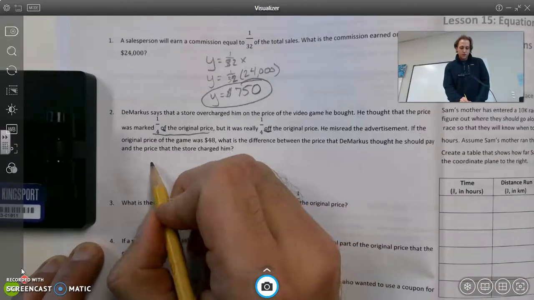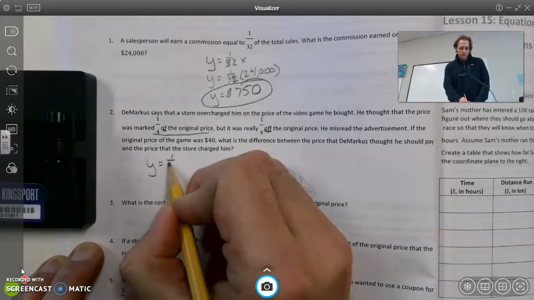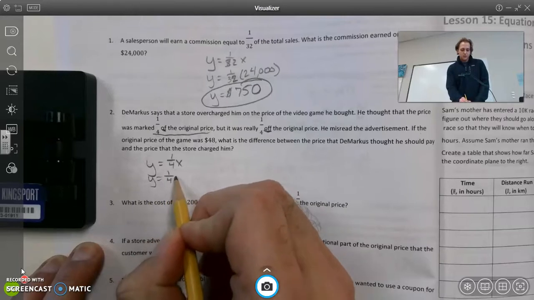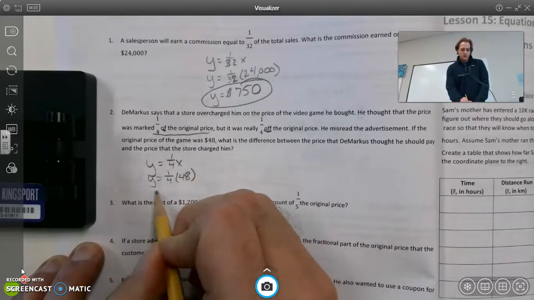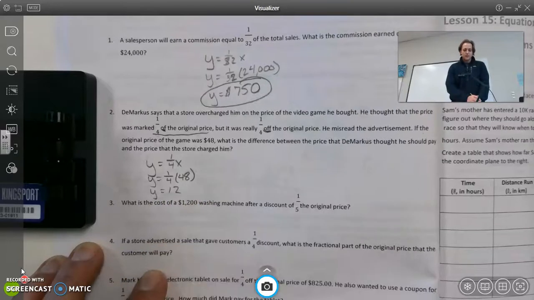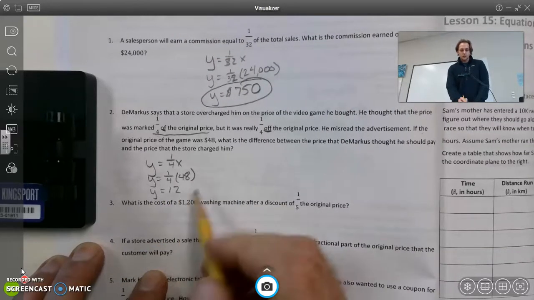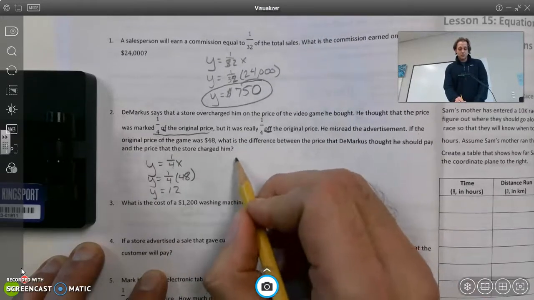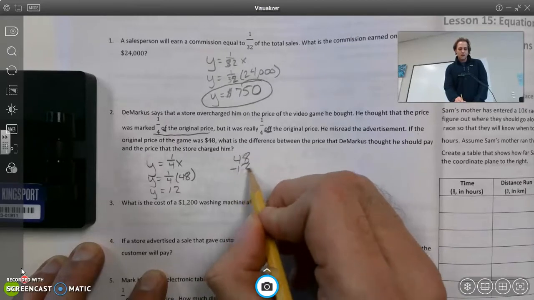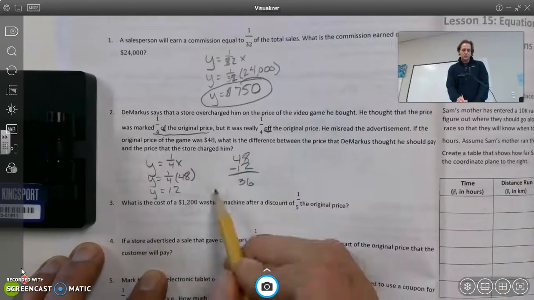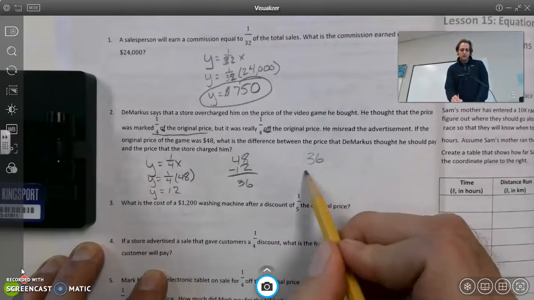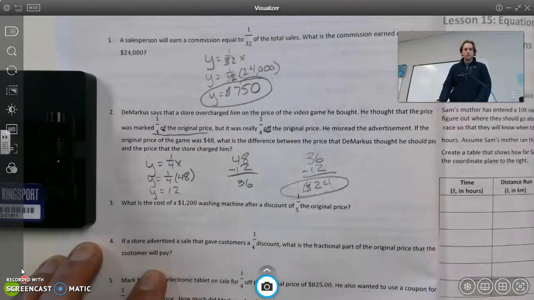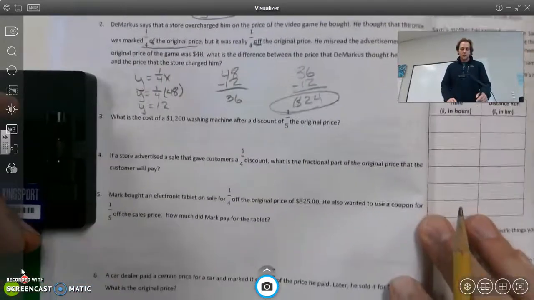Alright, so 1/4 of the original price, that's Y equals 1/4 of X, and 1/4 times 48, that is $12. Now that is 1/4 of the price. He thought that what he was actually supposed to get was 1/4 off the price. So that'd be 48 minus that 12, or 36. So the difference between those two is $24. There's a $24 price difference between what he thought he should pay and what he actually had to pay.